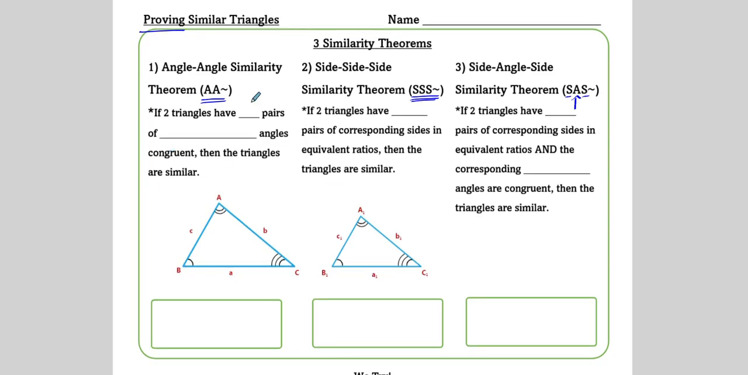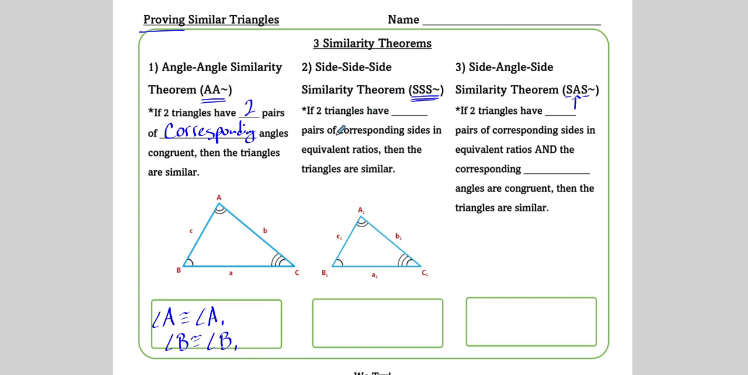Angle-angle similarity theorem says that if we have two pairs of corresponding angles that are congruent, then the triangles are similar. So I'm just going to write an example of each of these down here. If I had angle A, it's congruent to angle A1, and angle B is congruent to angle B1, that's enough to say that these two triangles are similar to each other.